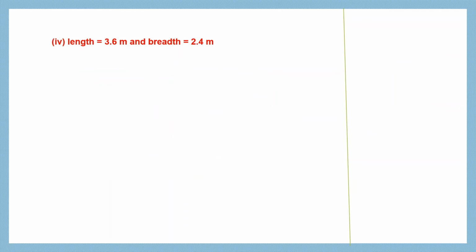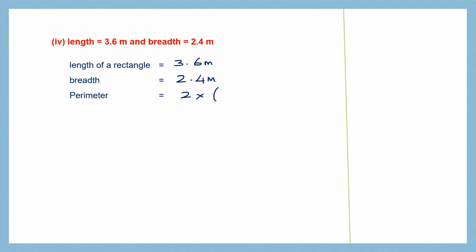Question 4. Length and breadth are given. Let's begin. Length of a rectangle is 3.6 meters. The breadth of the rectangle is 2.4 meters. Now we need to find the perimeter. Let's use the formula 2 into (length plus breadth), which is 2 into (3.6 meters plus 2.4 meters). The units are the same, so we don't have to do any conversion.